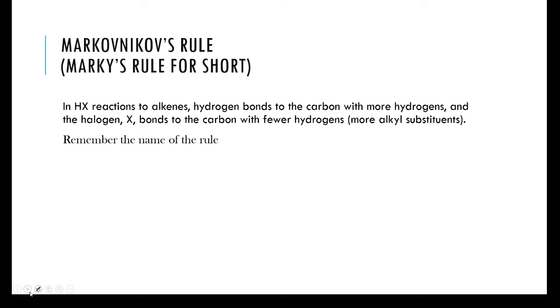And it's essentially in reactions with alkenes, a hydrogen will add to the carbon with more hydrogens, and the halogen will bond to the carbon with fewer hydrogens. And if you want to make it more general, my electrophile will add to the more hydrogen-substituted carbon to make the more stable carbocation, and my anion or nucleophile will attack the carbocation.